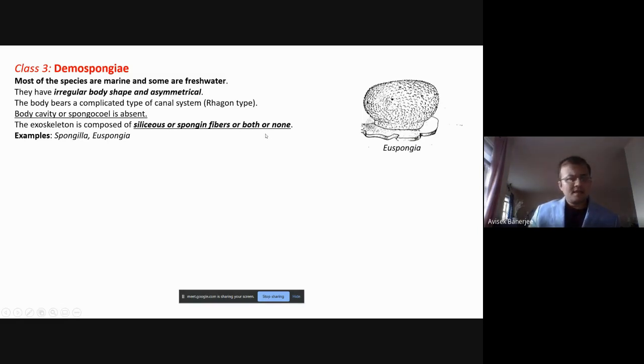So if you ask me, okay, they don't have spicules, then how can that be Porifera? I mean, they have other features of Porifera, like their body is perforated by numerous pores or ostia. So I'm not mentioning that here because all the classes have features which are already present in the phylum.